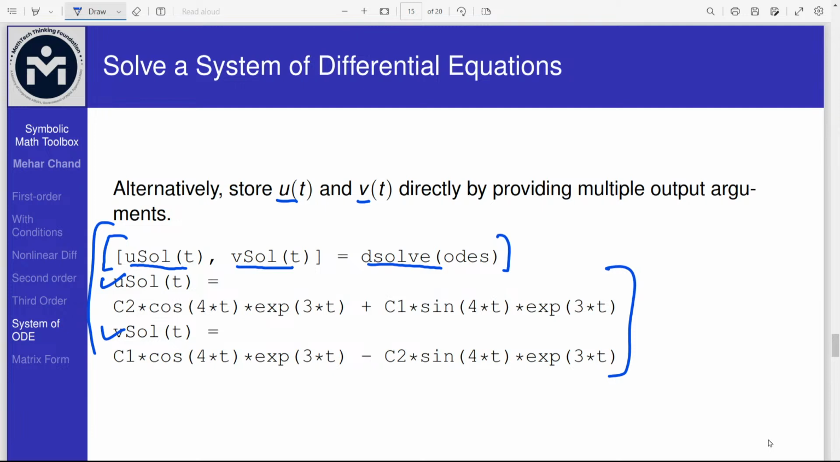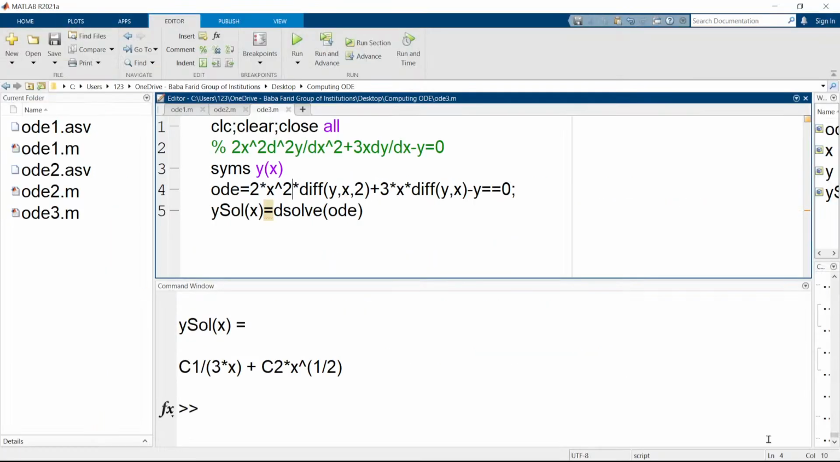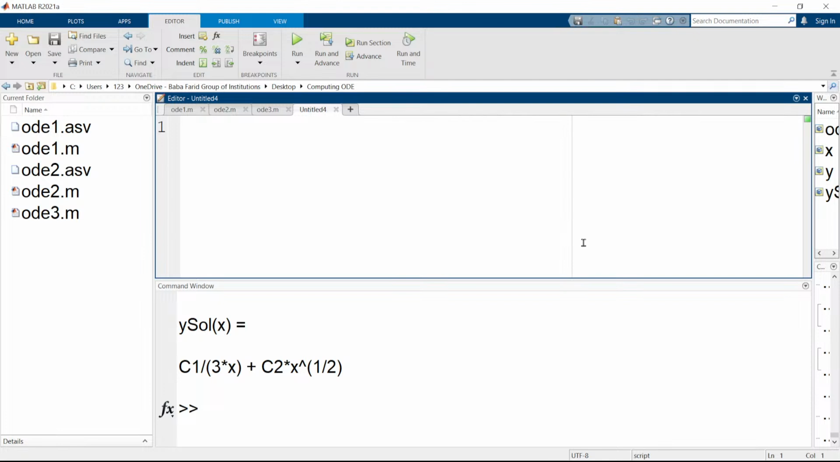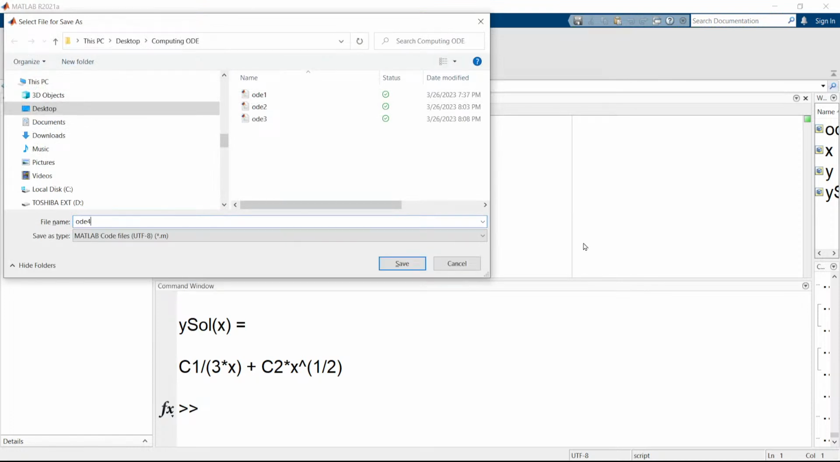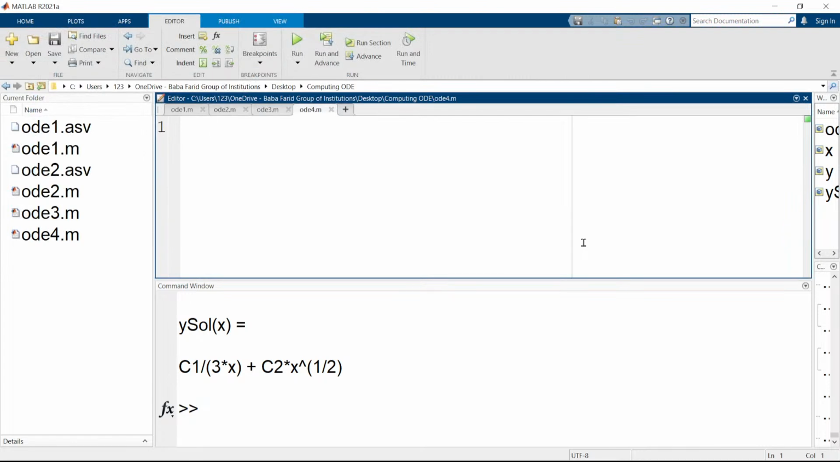Okay, so I think we should examine this in MATLAB also. See here how you can do it in MATLAB. Control N. Okay, this is the new file, and first we need to save this file with the name ODE4. Here we will do all the steps involved in this example. There are some more examples which we will do here.